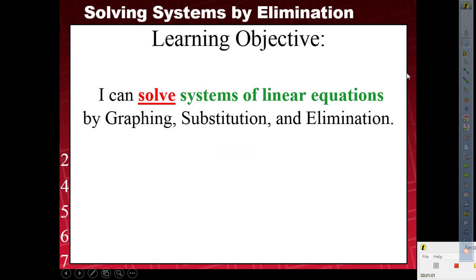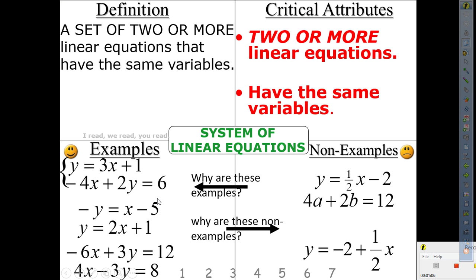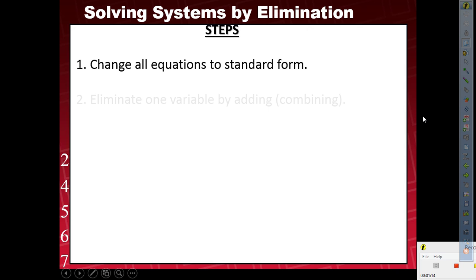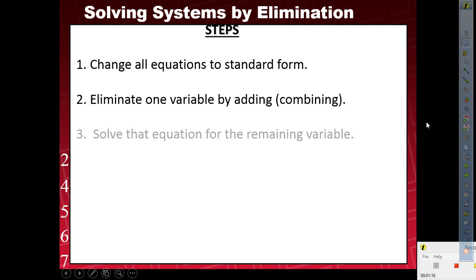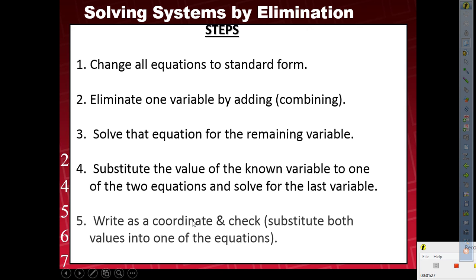So copy these steps, please. Since we don't need a Frayer model, we know that systems are two or more linear equations with the same variables. Step 1, change all equations to standard form. Step 2, eliminate one variable by adding or combining. Step 3, solve the equation for the remaining variable. Step 4, substitute the value of the known variable into one of the equations and solve for the last. Write as a coordinate and check. Copy that, please.